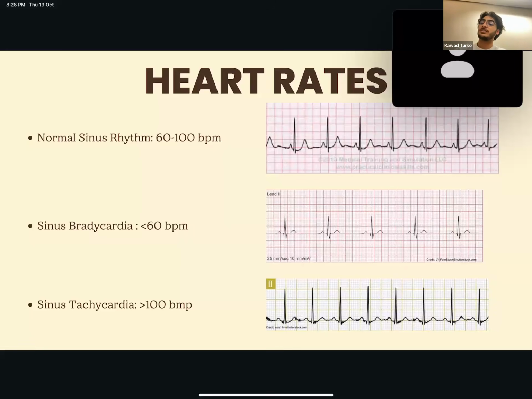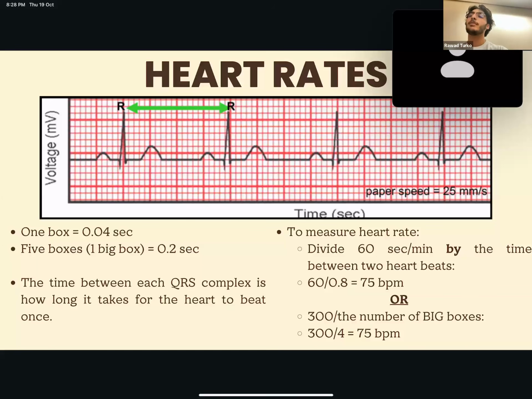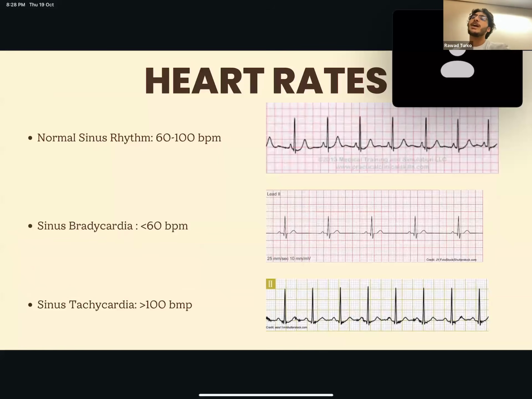So if the SA node is not working, the AV node is going to be propagating all those action potentials, but they're just going to be slower than 60 beats per minute. We wouldn't call it sinus rhythm, because it's not coming from the SA node, it's coming from the AV node. Normal sinus rhythm should be between 60 to 100 beats per minute. Anything within that range is perfectly normal. So this one was a normal sinus rhythm, because it was 75 beats per minute, which is between 60 to 100. Sinus bradycardia is less than 60 beats per minute.